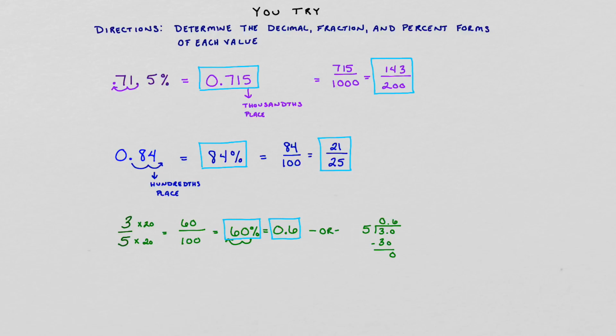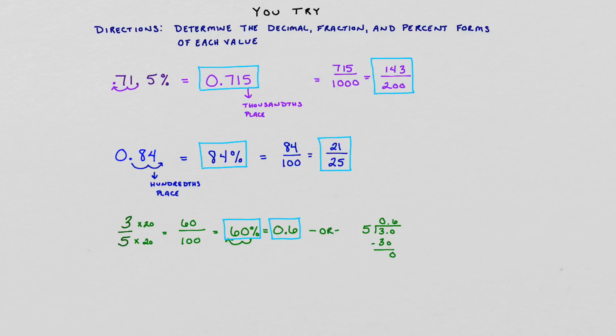For our second question, we have 84 hundredths. So again, we can use our shortcut to convert this into its percentage form. We can move that decimal over to the right 2 times, and that will give us 84%. And again, 84%, or 84 out of 100, will result in our fraction, which we would then reduce all the way down to 21/25.